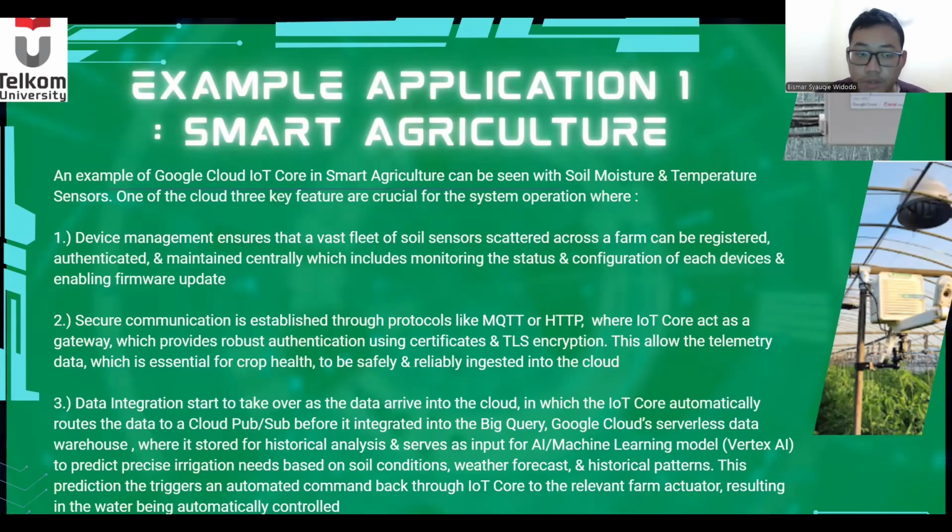Today I'll continue the presentation by explaining an example of an IoT Core application in everyday life. The example is smart agriculture, where we can see this with soil moisture and temperature sensors. One of the key features we already mentioned can be useful for the sensor system operation. The first one is device management, which ensures that a vast fleet of soil sensors scattered across a farm can be registered, authenticated, and maintained centrally.